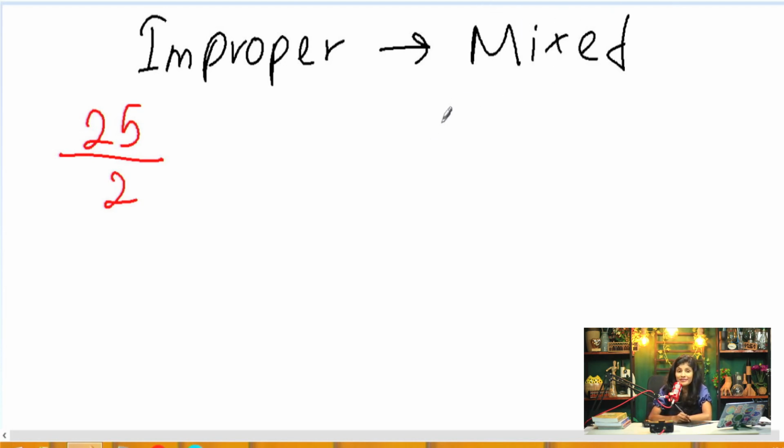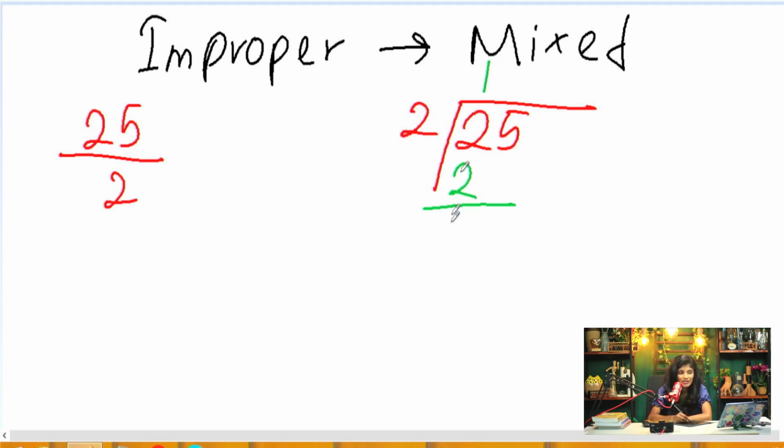What we can do is divide 25 by 2. You can do this in your mind also, but now I'm going to teach you how to do this in the long division method. For 2, how many 2's are there? 1. 1 times 2 is 2. Remainder is 0. Let's take 5 here. For 5, how many 2's are there? 2. 2 times 2 is 4. Remainder is 1.